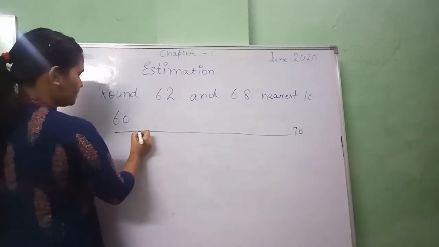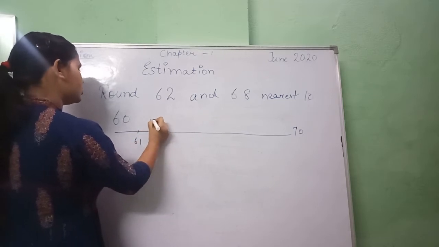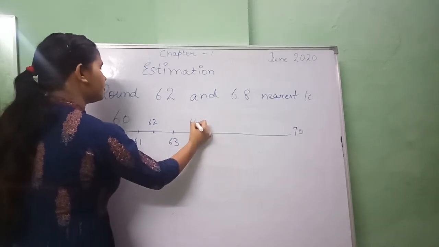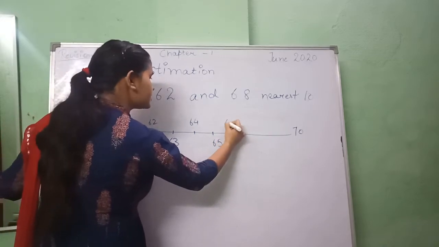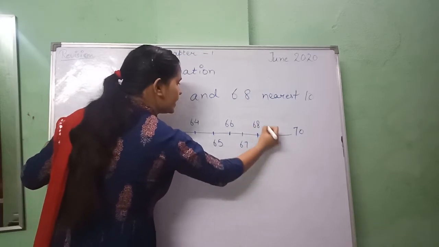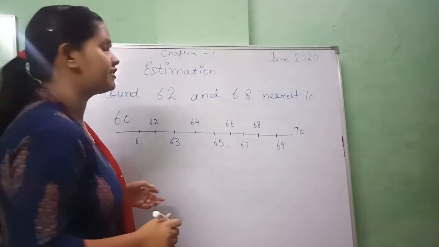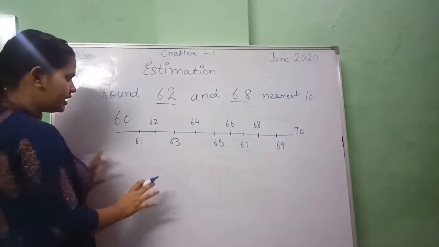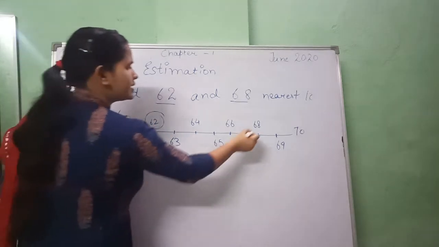I will take a line here. So let's do it. It will be 61, 62, 63, 64, 65, 66, 67, 68, and yes, 69. So which numbers are given to us? 62 and 68. Now you can see simply here, where is 62 and where is 68? There is 62 and there is 68.